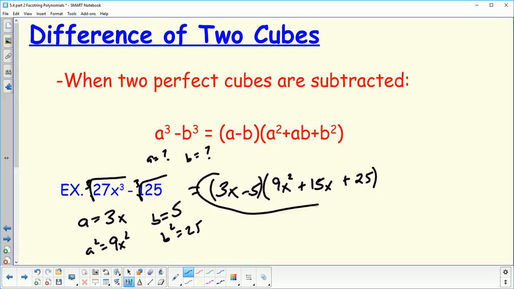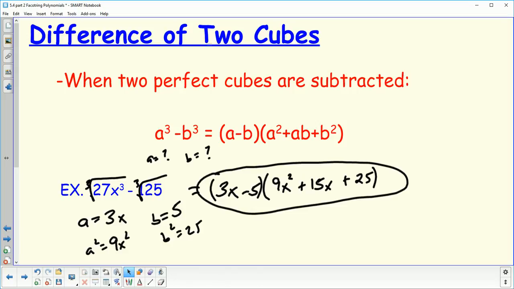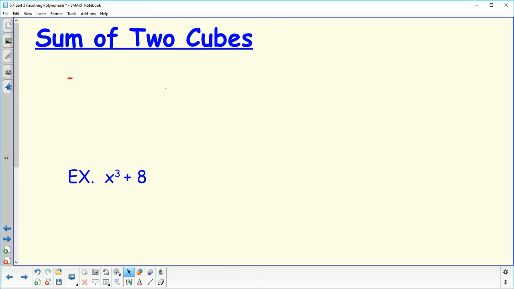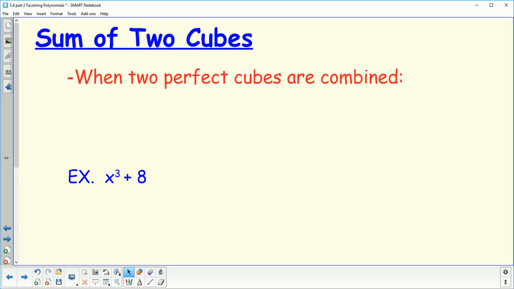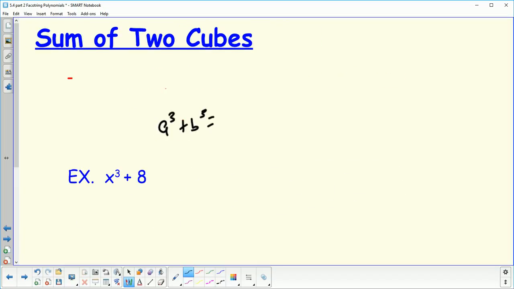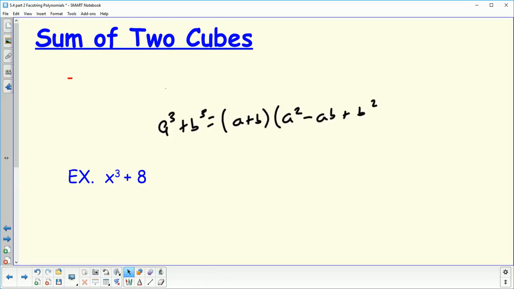And that whole thing, that binomial times that trinomial, would give you your factored form of this special case, the difference of cubes. And the next one is very similar to it. It's a sum of cubes. This time we just have two perfect cubes that are combined, a cubed plus b cubed. The formula for this one, for some reason I don't have here, looks very similar to the last one except we change some signs. We are going to end up with (a plus b) and then a squared, so it's plus instead of minus this time. Here it's minus instead of plus, but everything else is the same. The only thing that happened is we swapped these two signs from the last one.